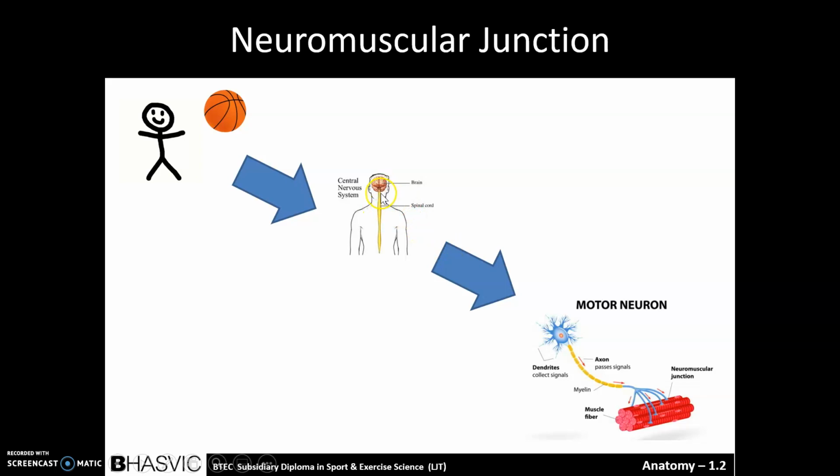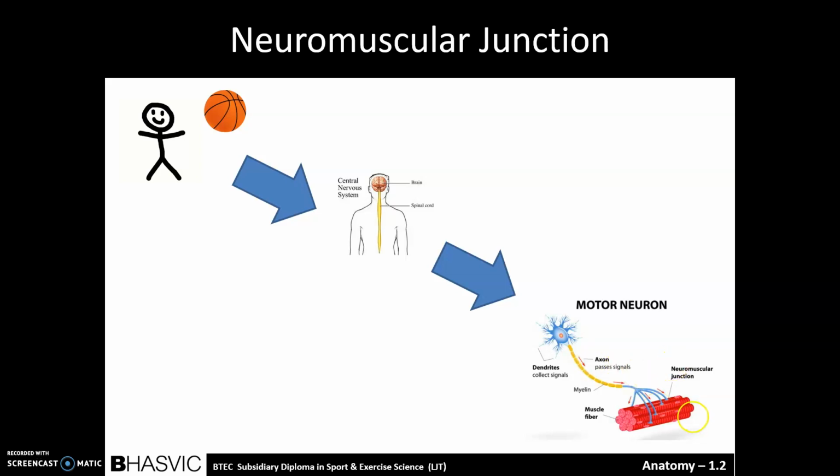Now, as the impulse travels down the spinal cord, it will then transfer to a motor neuron, and this motor neuron has this myelin sheath that runs down the axon. And if the motor neuron is myelinated, that means the impulse can then jump over these myelin, and therefore reduces the time it takes for the impulse to travel down the motor neuron. And this process is called saltatory conduction.